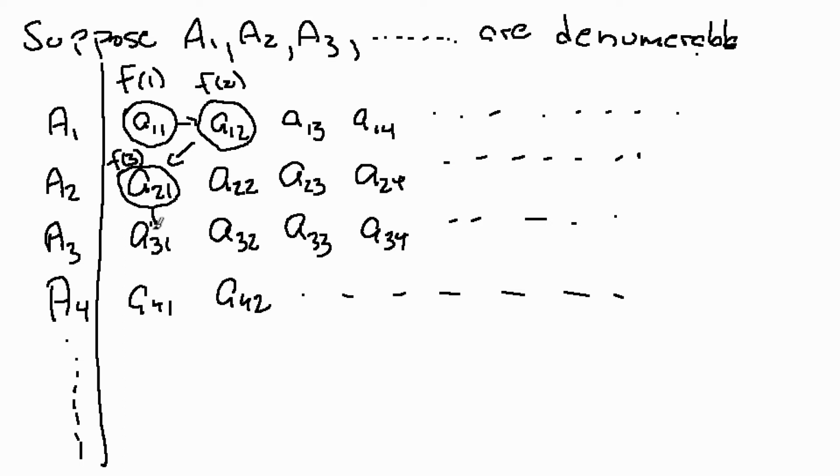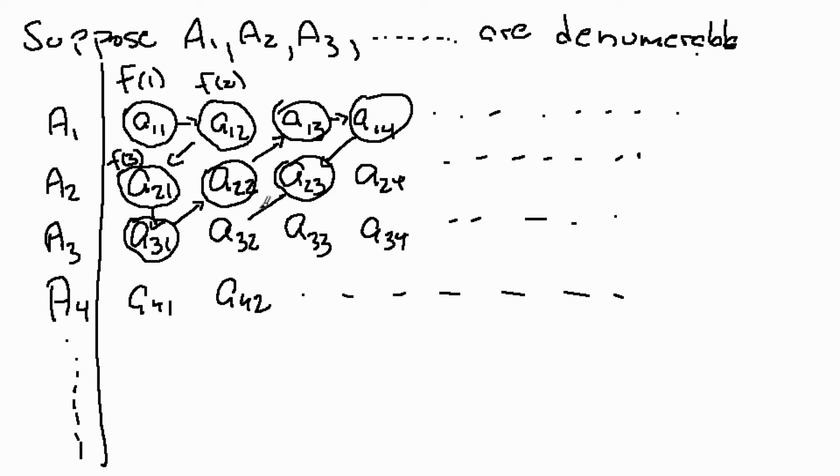And then I come down here, and then I go that way, and then I go that way. And again, you can see that this ultimately is going to cover all of these elements here. Okay, 1, 2, 3, 4, 5, 6, 7, 8, 9, 10, 11, 12, 13, 14. You all get the idea.